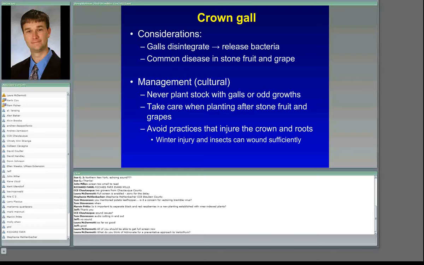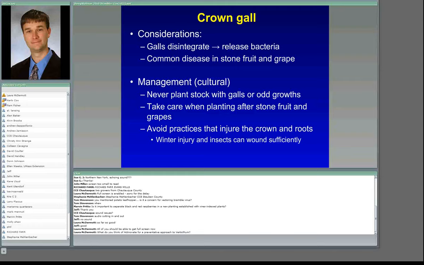What this bacterium does is it's in the soil, and any injury near the crown and roots that occurs in contact with the soil, if the bacterium was present, can be the site of gall formation. Hence, in that one picture we showed a while back of the raspberry crown, there was probably some sort of injury that caused the bacteria to infect and begin its tumors.